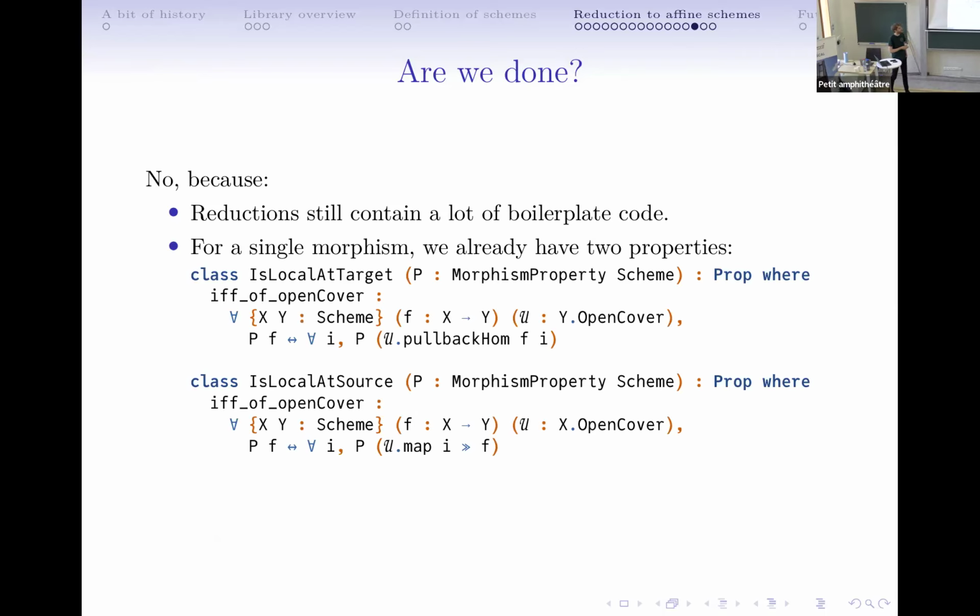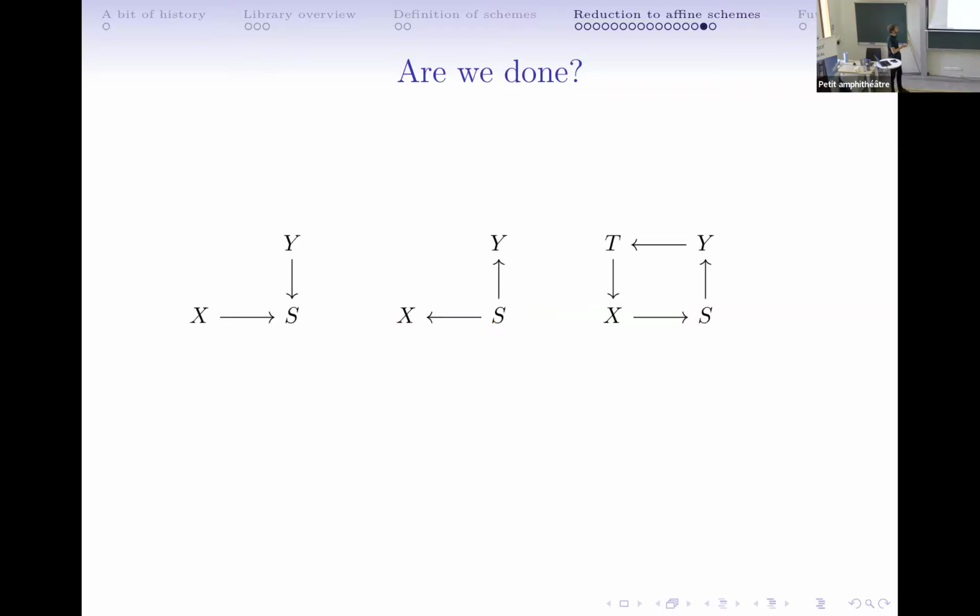So it's fundamentally different. The restriction to an open on the left-hand side is different from the restriction of an open on the right-hand side. And so for a single morphism, we already have two. Well, what about diagrams with more schemes? So I'm just putting examples of diagrams that happen to have multiple schemes.